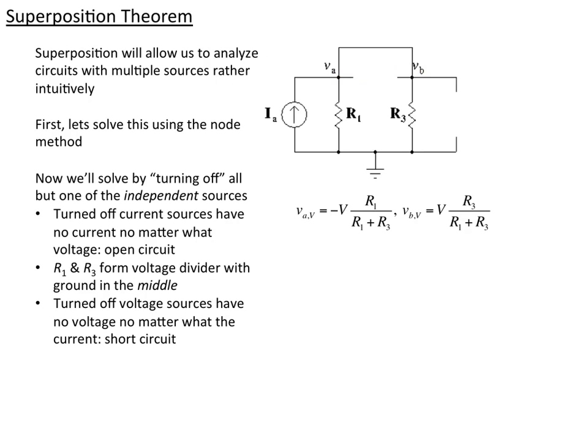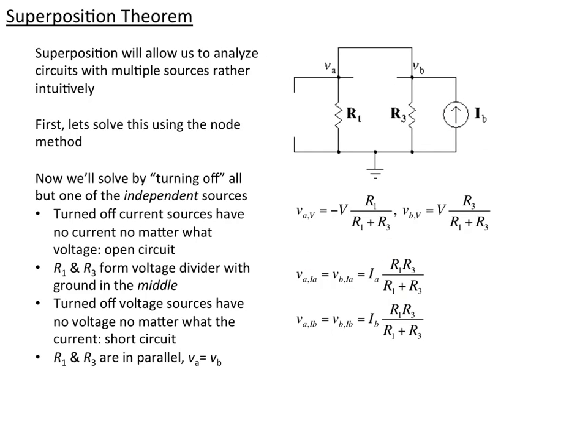In this case, I have basically IA flows through R1 and R3 in parallel. And so the current IA flows through both R1 and R3, and R1 and R3 are in parallel. And VA and VB are the same because they're a short circuit. So VA and VB, they're both the same. The current flows through the two resistors in parallel, so I write down the equivalent resistance for a parallel circuit, and I find the voltage using Ohm's law.